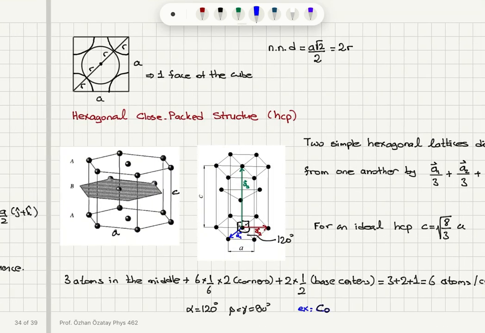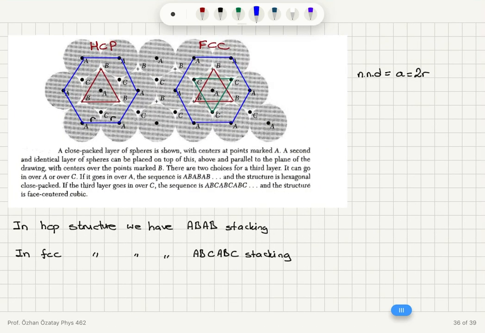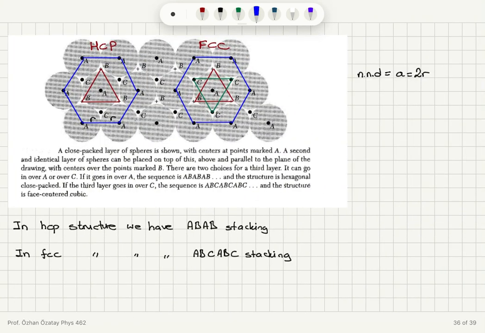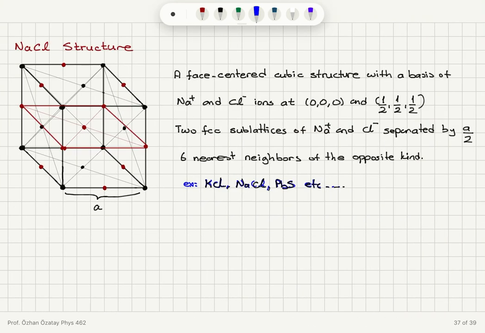On the other hand, in the face-centered cubic structure, I mentioned that we have this ABC stacking. So that is looking at the face-centered cubic structure along the 1-1-1 direction. We see that we have this hexagonal contribution, one triangle pointing up and one triangle pointing down. So these two structures have the same packing fraction, however they have different types of stacking. So stacking is one important feature of these lattice structures, crystal structures.